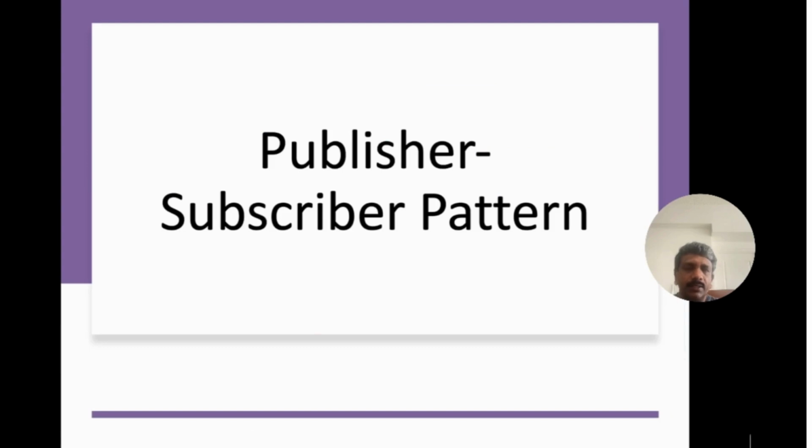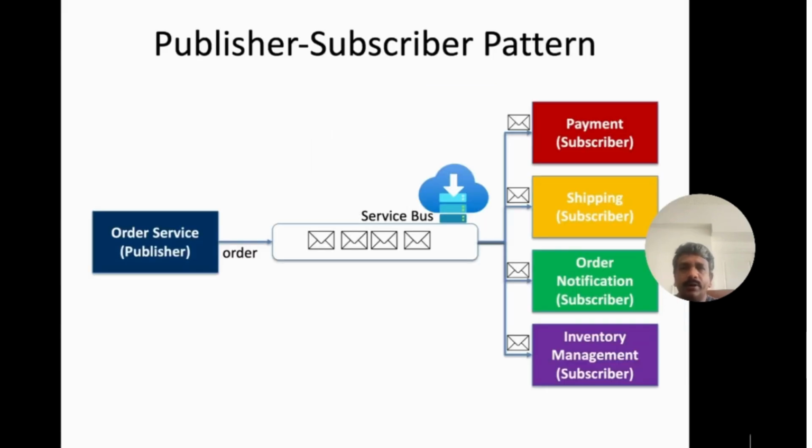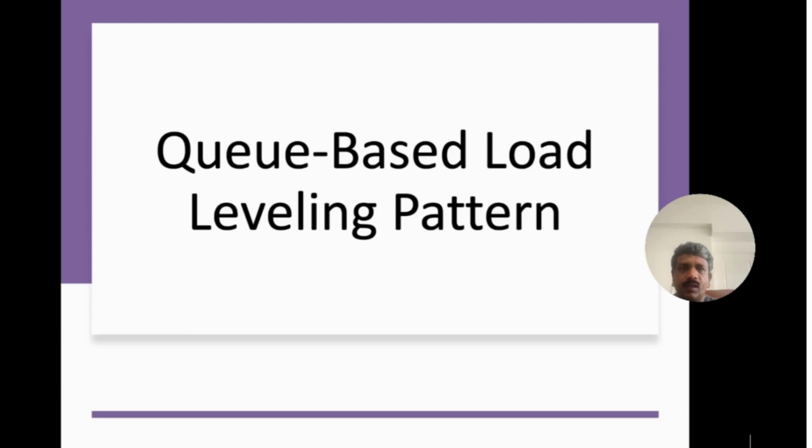And the publisher and subscriber pattern. Let's assume that you have an order service. When an order gets placed, you want to do a certain process here: make a payment, shipping, order notification, inventory. So in this case, you will be using the Service Bus, you will have a topic in which you will be posting your order. Each of the other services will be considered a subscriber to this particular topic, and they will get notified and they will do their process, right?